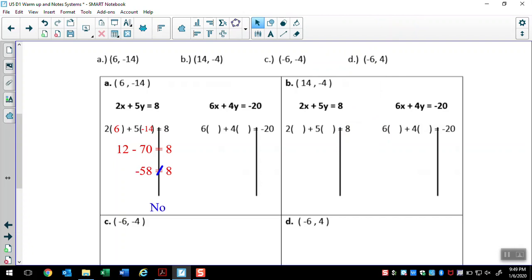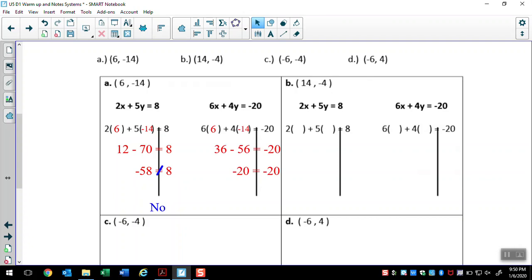But let's check it in this one just to see what happens. 6 and -14, I'm going to substitute in for x and y. I'm going to take care of the math. So -6 times 6 is 36. 4 times -14 is -56. When I subtract them, it's supposed to equal -20. Let's see if it does. When I put that in my calculator, I get -20, which is what it's supposed to equal.